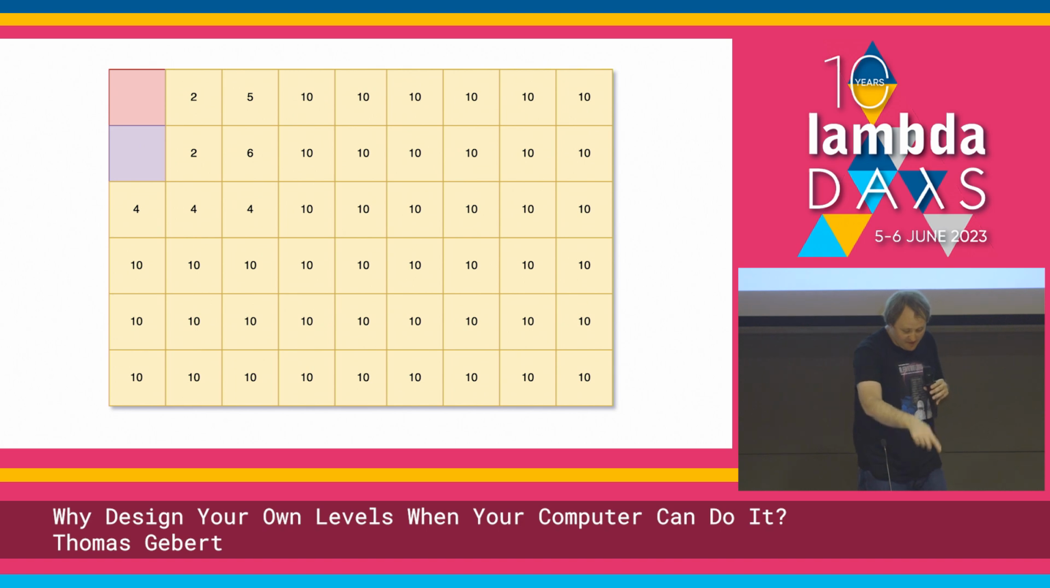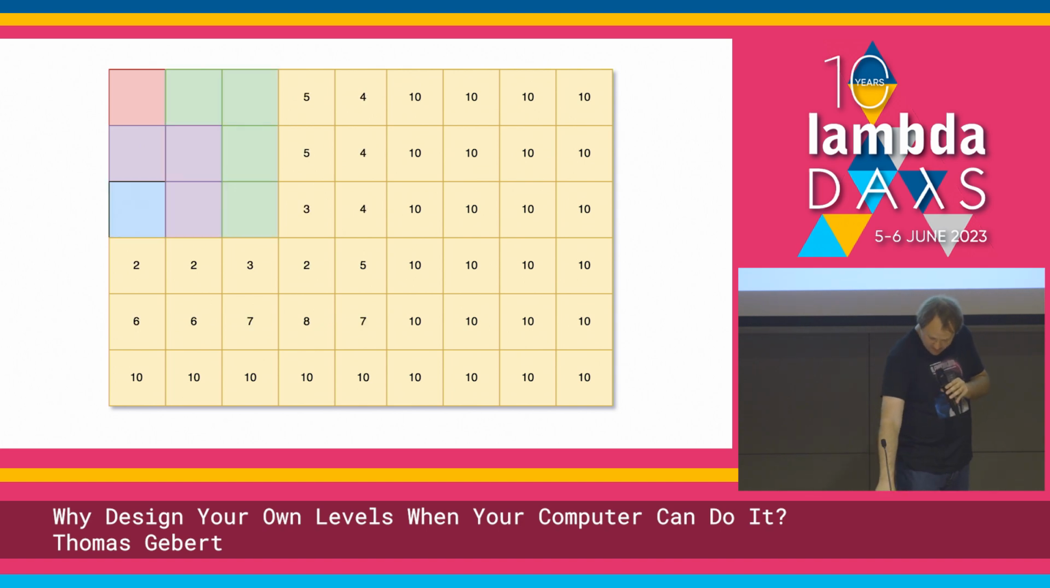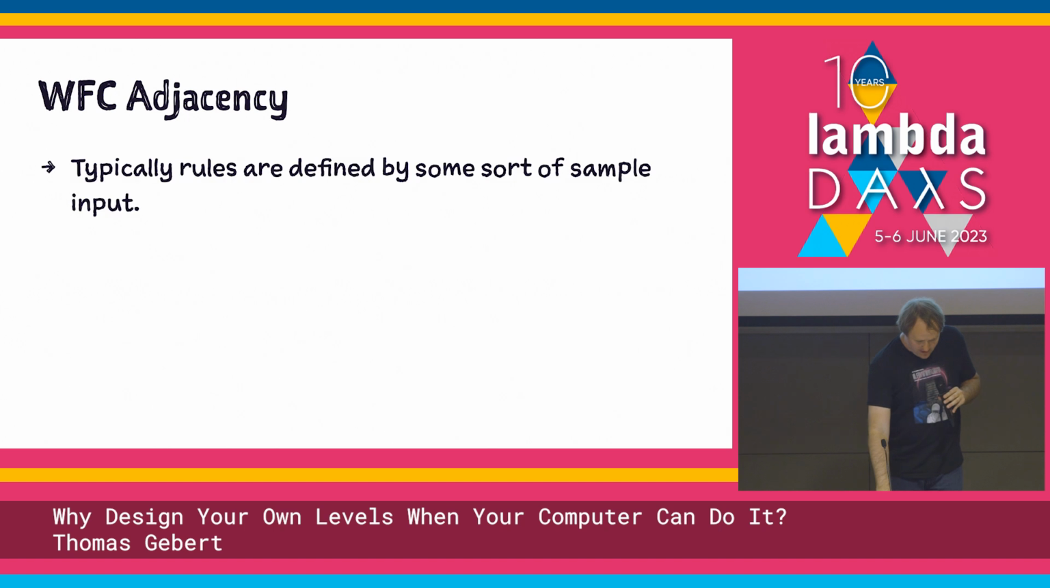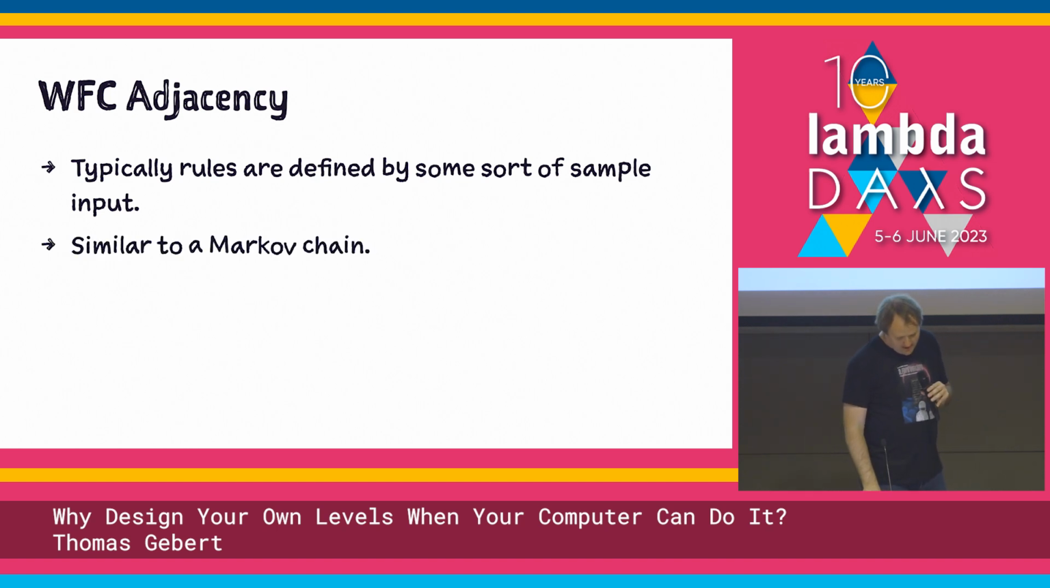So we can collapse another one that's purple, and then you see it collapsed some other waves there. You can see the numbers change. And then we keep doing that, and eventually we have a tile map. So typically you define the rules of adjacency by some kind of sample input, like people commonly use pictures, with sprite drawing software. It's kind of like a Markov chain.